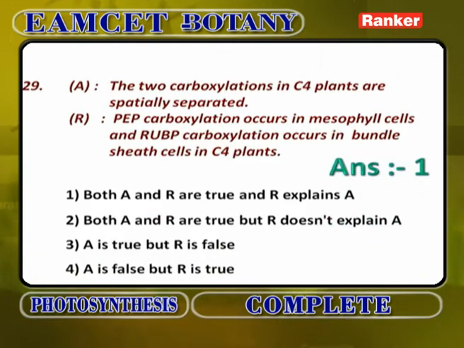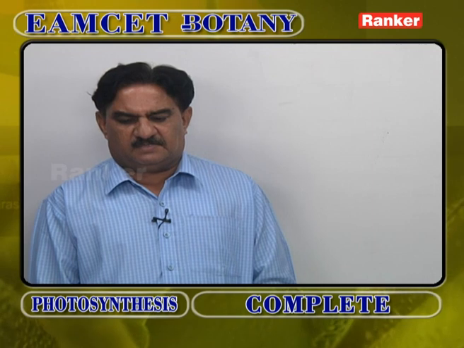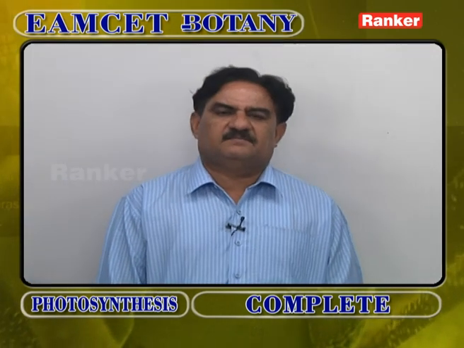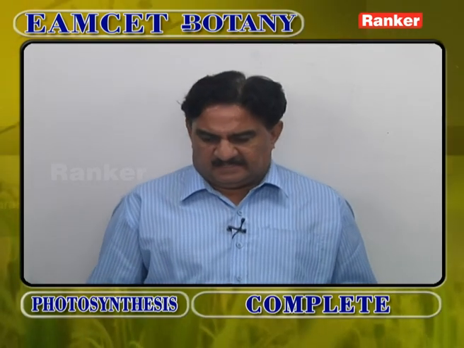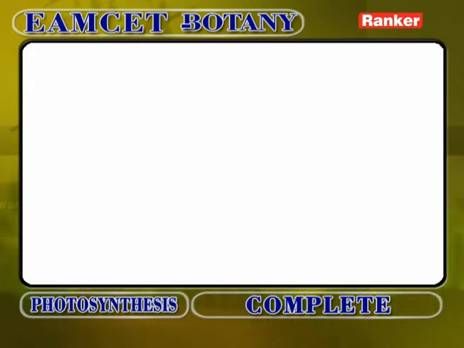This is another assertion reasoning. The two carboxylations of C4 plants are spatially separated. One occurs in the mesophyll, the other occurs in the bundle sheath cells. PEP carboxylation occurs in the mesophyll cells and RuBP carboxylation occurs in the bundle sheath cells in C4 plants. So A and R are correct. R is the correct explanation of A, first option.